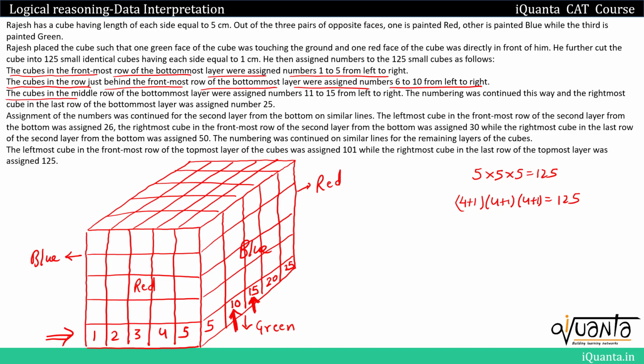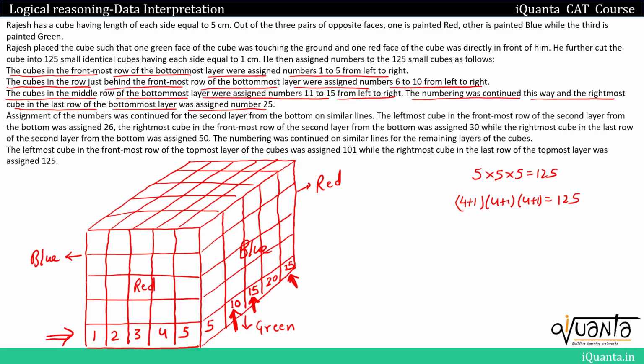So reading the statements, the cubes in the middle row of the bottommost layer were numbered 11 to 15. So yes, we can see here that 11 to 15 numbered cubes will be in the middle row of the bottommost layer from left to right. So yes, the numbering was continued this way, and the rightmost cube in the last row of the bottommost layer was assigned number 25.